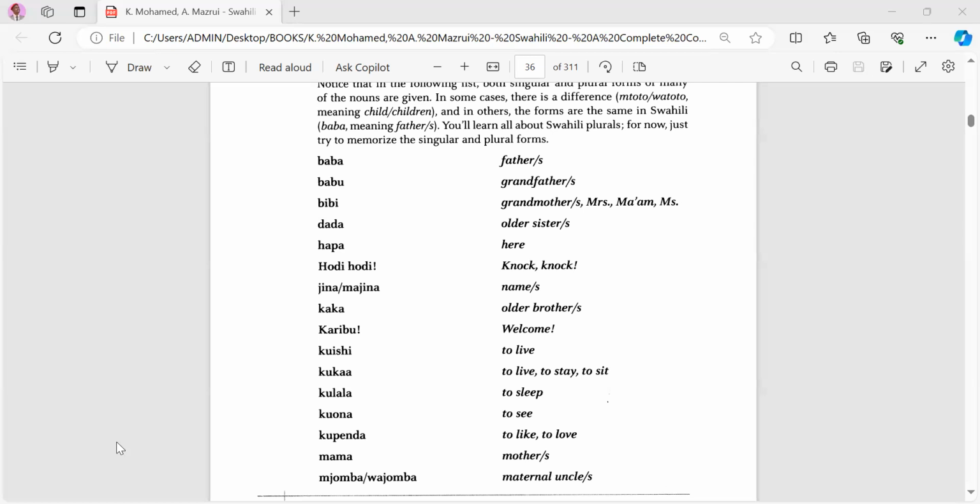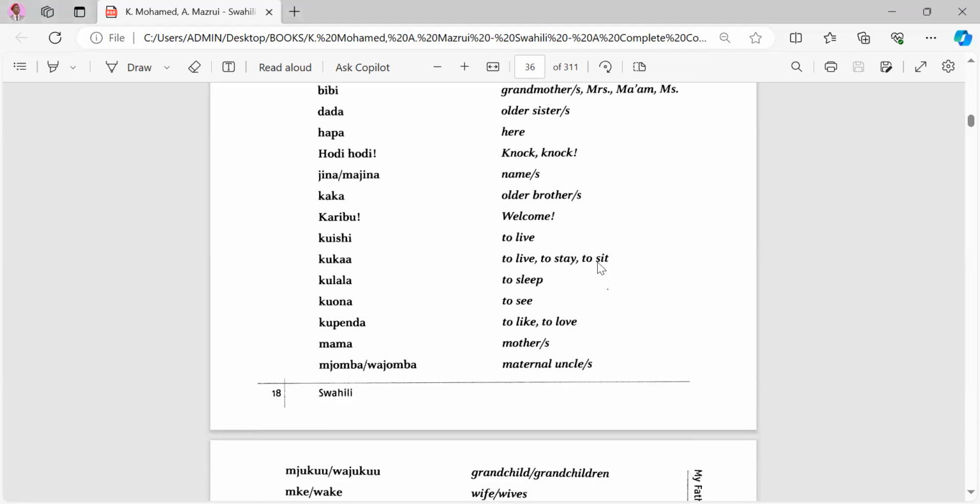Jina or majina, name or names. Kaka, older brother or brothers. Karibu, welcome. Kulala, to sleep.